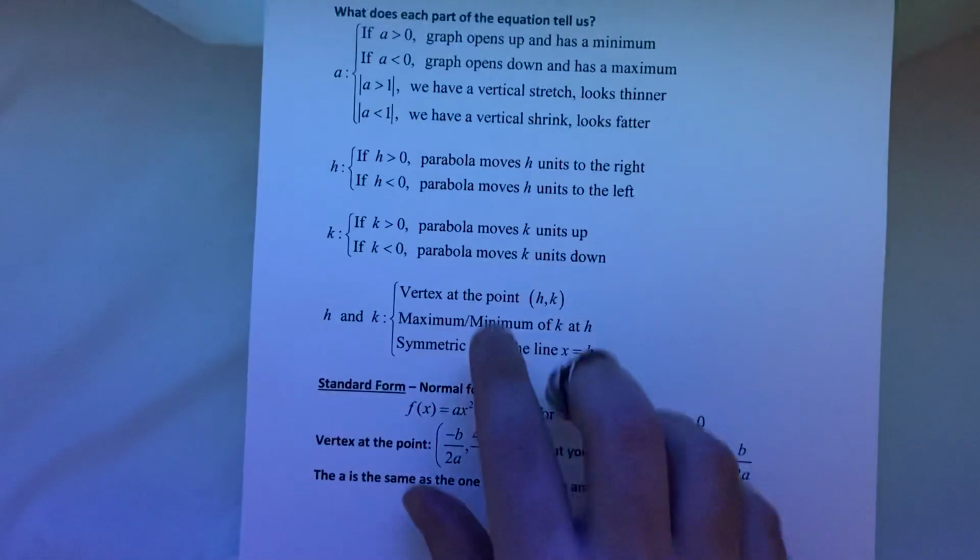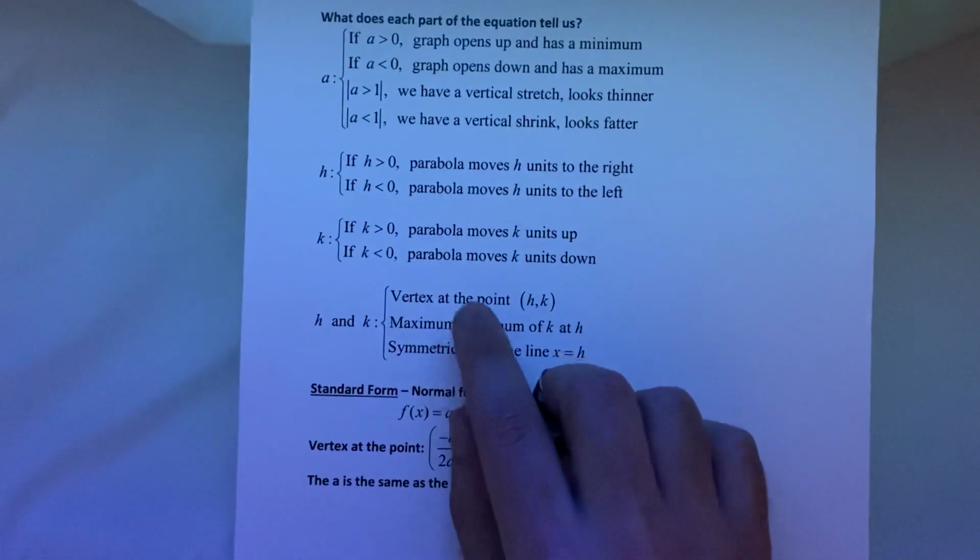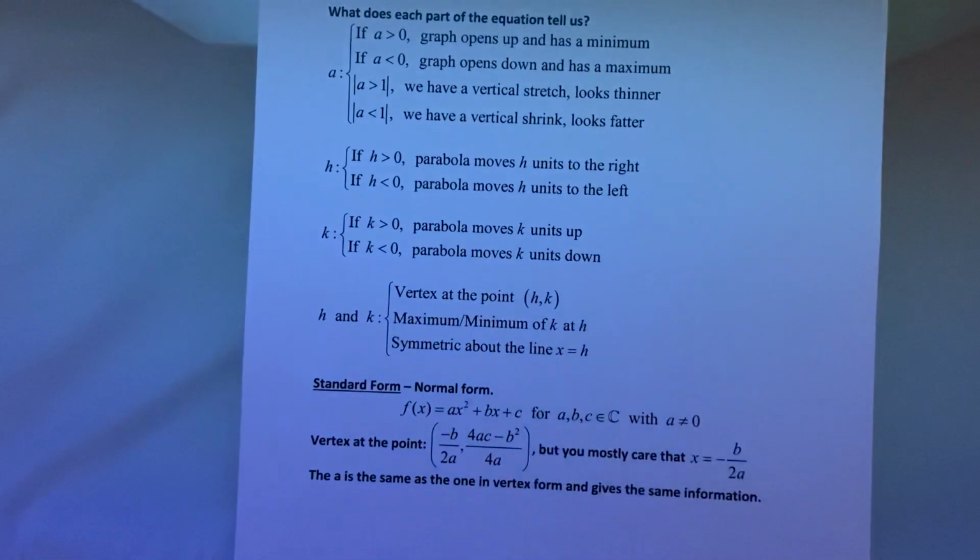Generally speaking, the features are the vertex is at the point h, k. The maximum and minimum is the value k at the point x value h, and it's symmetric about the line x equals h, which will help us for graphing, that last one. The other two are useful for some word problems.